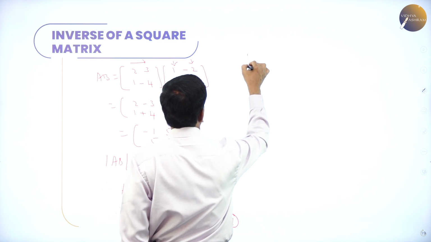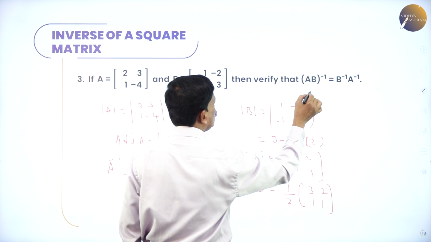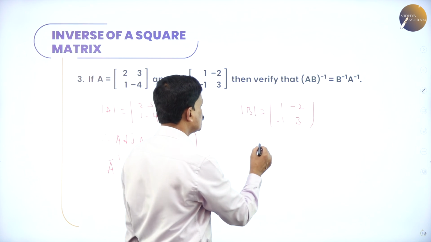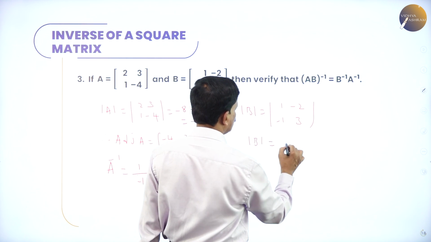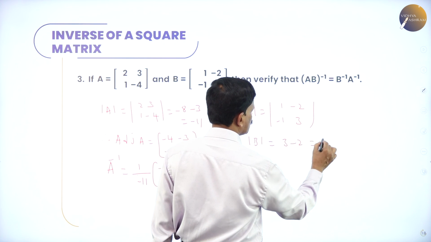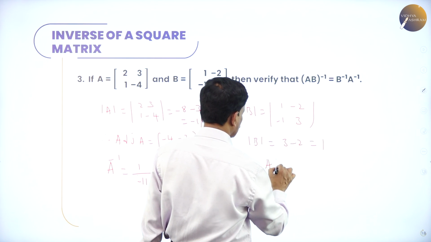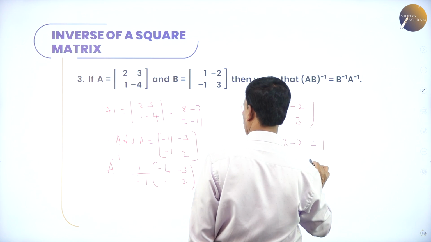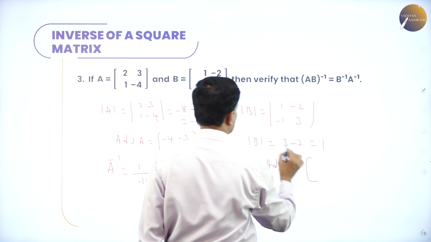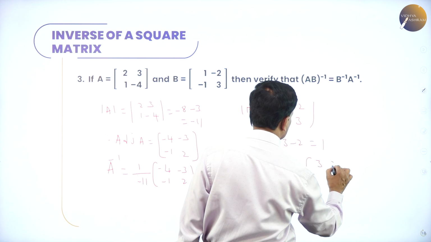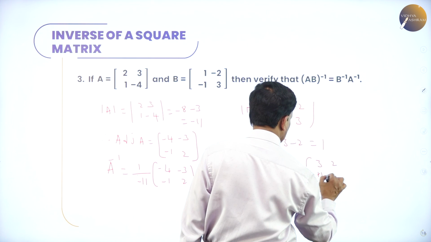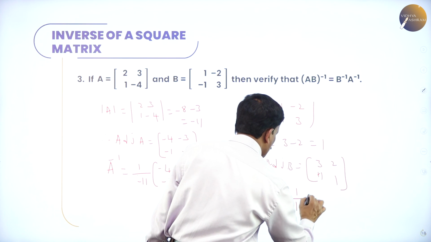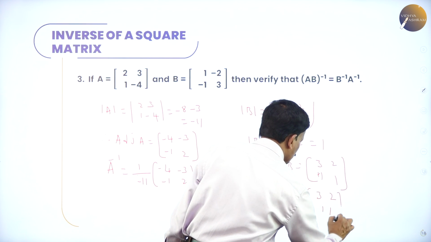Now let us come to the right hand side. What is RHS? B inverse, A inverse. B inverse into A inverse. Now just multiply this. Determinant of B is equal to 1 into 3 is 3, minus into minus plus, this is equal to 1. So therefore, adjoint of B is nothing but the transpose of this, 3, 1, plus 2 and plus 1. Okay. Now therefore, B inverse is equal to 1 over 1 into 3, 2, 1, 1.